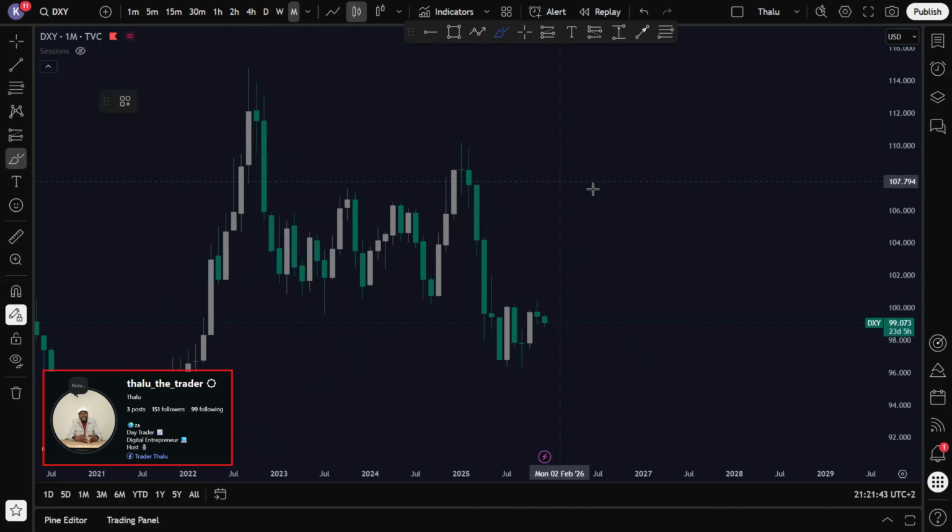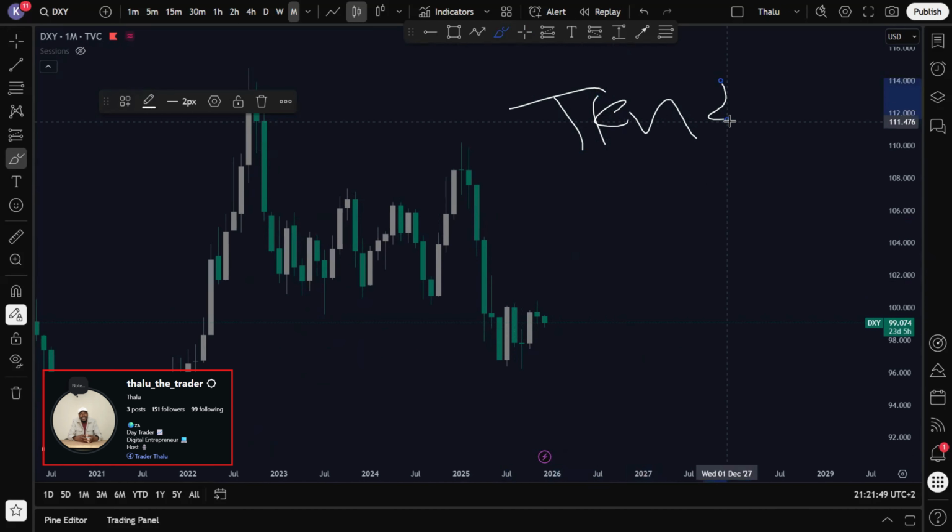Looking at the DXY first, the first thing that we need to look at is we need to know the trend, right? Where is this market going, right? So I need to understand where is this market going so that I can then know which high probability trades I'm going to be taking. What is market structure telling me? Are we going up? Are we going down? Are we going sideways, right?